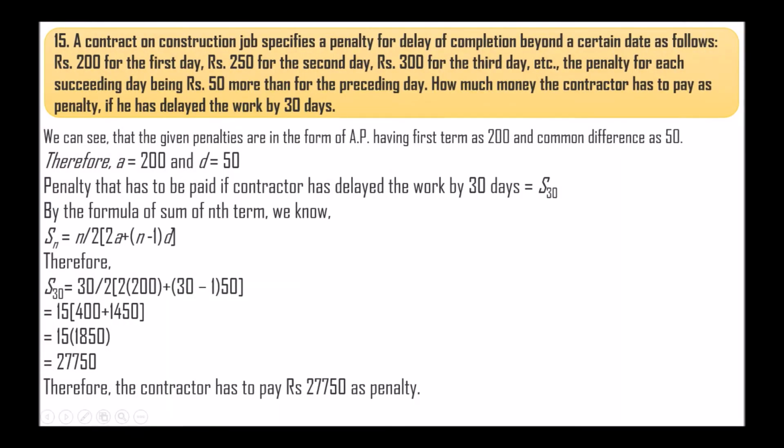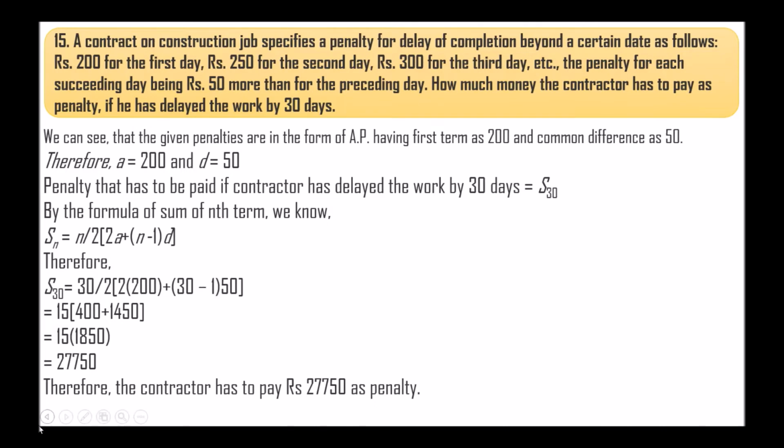Next, a contractor on a construction job specifies a penalty for delay of completion beyond a certain date as follows. Rupees 200 for the first day, rupees 250 for the second day, rupees 300 for the third day, etc. The penalty for each succeeding day is rupees 50 more than for the preceding day. How much money does the contractor have to pay as penalty if he has delayed the work by 30 days?